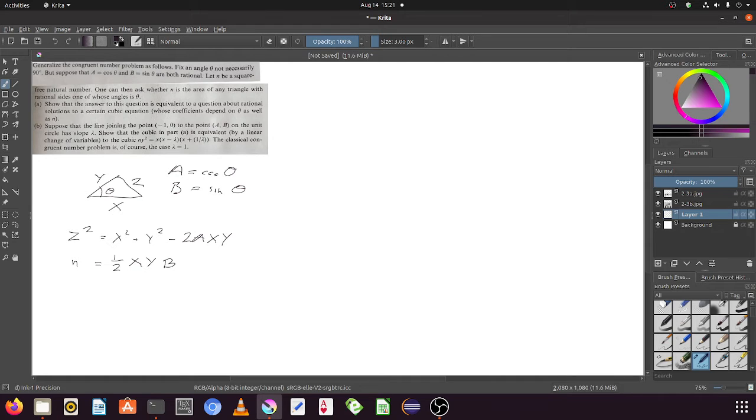So if the sides must be rational numbers, then a must be rational. And if the area must be integral, then b must be rational. So both sine and cosine of the angle must be rational. So we could see that ourselves.